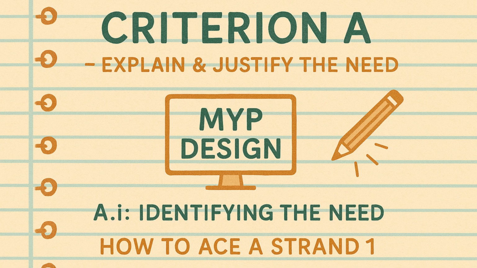This is where students too often rush. They jump straight into solutions because it feels exciting. But in the MYP, we assess your thinking, we assess your understanding, and Criterion A Strand 1 is your chance to build a strong, clear explanation of why your project matters.